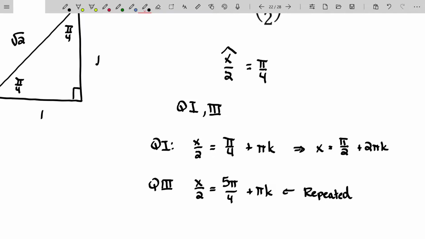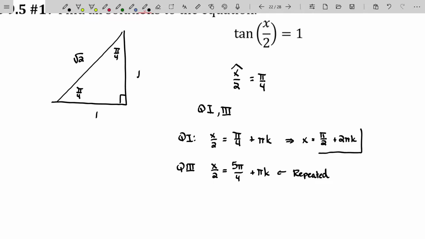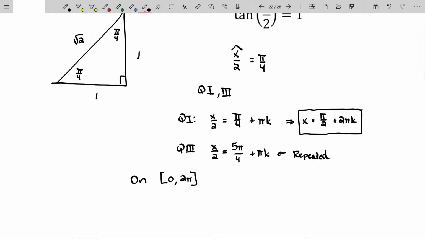Now, that is all the solutions. If I said I wanted the solutions between 0 and 2 pi, I would start with 0. So when k is 0, you get pi over 2. And when k is 1, well, we're beyond 2 pi. So that's the only solution.